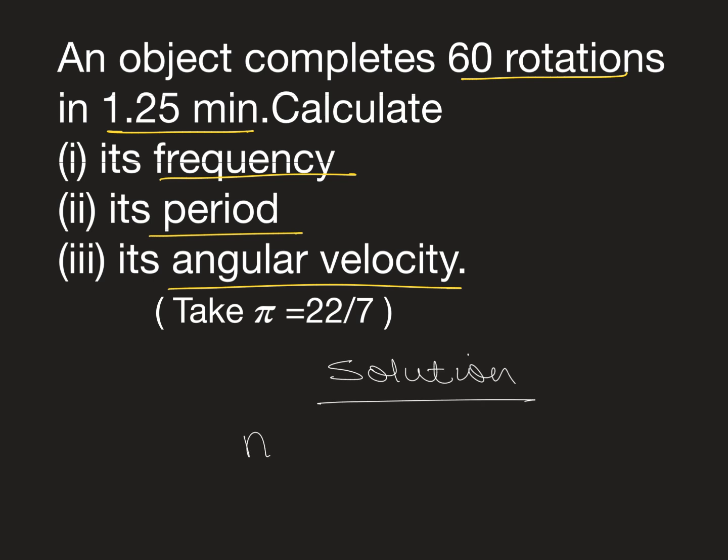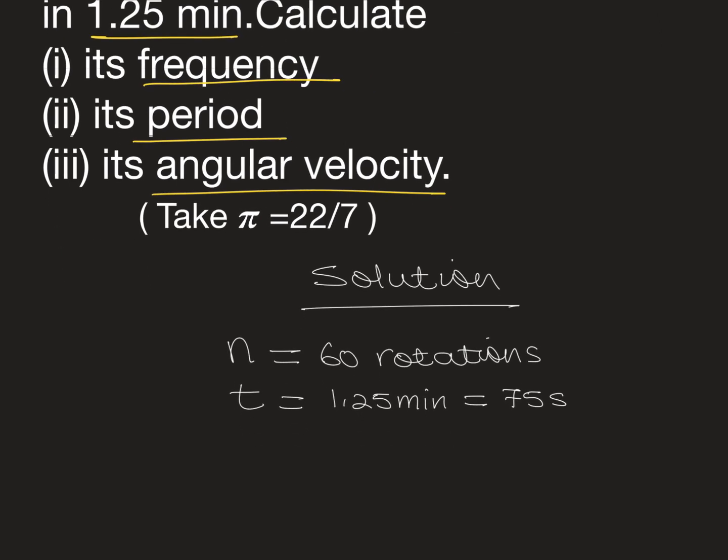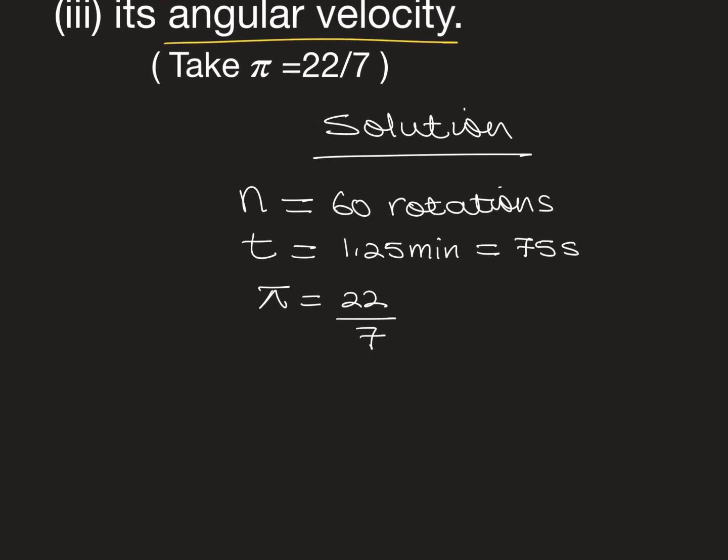The number of rotations is 60 rotations, and the total time taken to perform those 60 rotations is 1.25 minutes. We can convert that to seconds by multiplying it by 60. That will be 75 seconds. We are instructed to take pi as 22 over 7. So moving on to answering the questions.